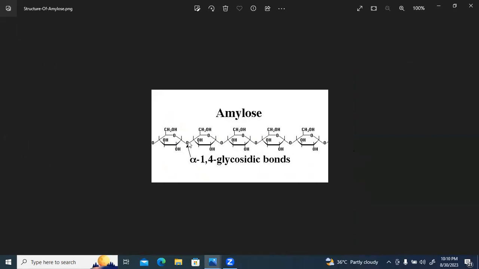And in between carbon 1 of this and carbon 4 of this glucose, there is a bond of a linear chain, which is called alpha 1,4 glycosidic bond or glycosidic linkage.